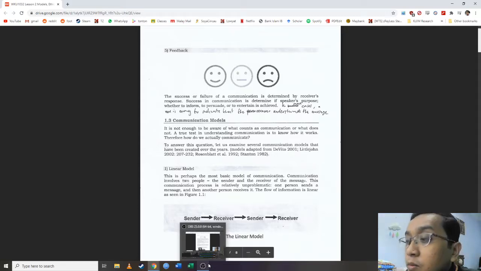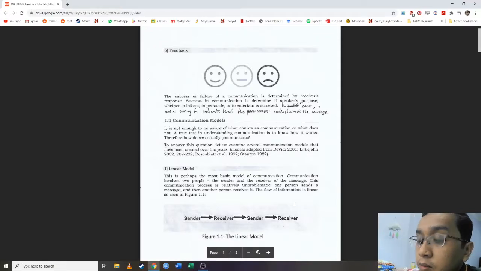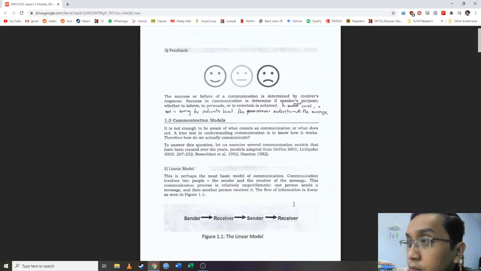Okay, so communication models. So why do we have these communication models? Well, basically, we have discussed in our previous class the elements of communication. There are 5 elements, which are the sender, the message, the channel, the receiver, and the feedback. Some of you have shared videos on those things, and I'm very much aware. Let's do a quick recap.